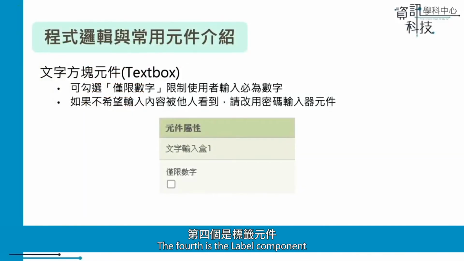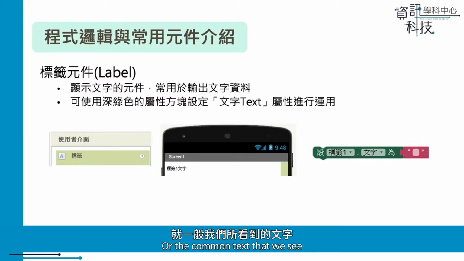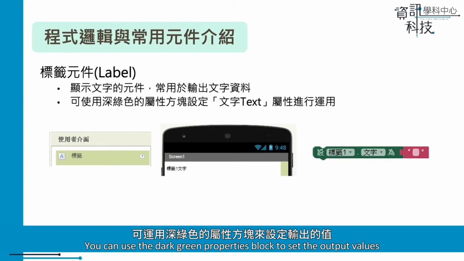The fourth is the label component, or the common text that we see. It is generally used for outputting the displayed text data. You can use the dark green properties block to set the output values.